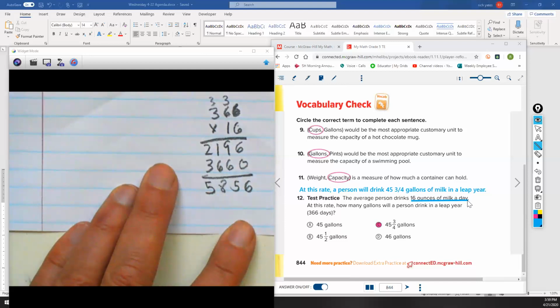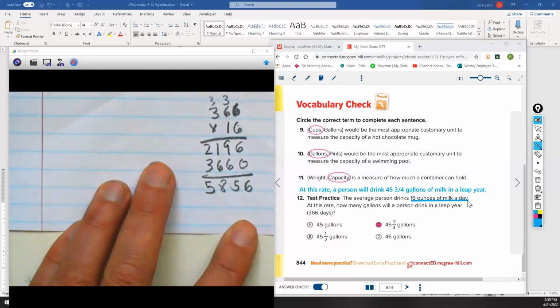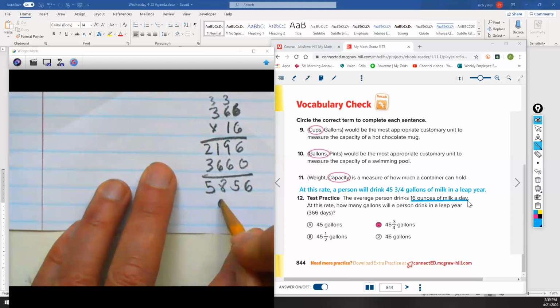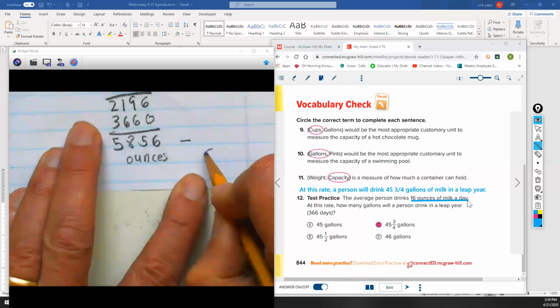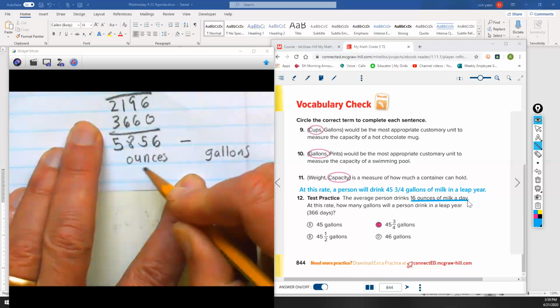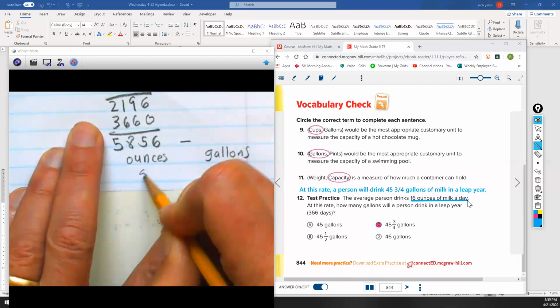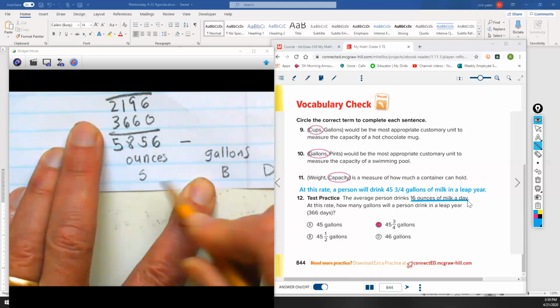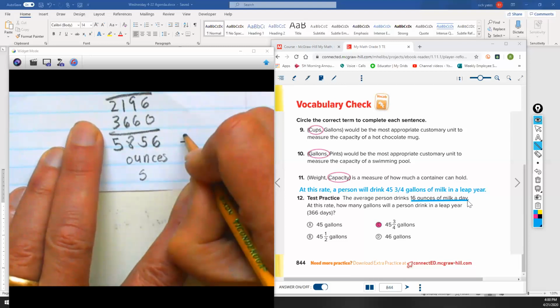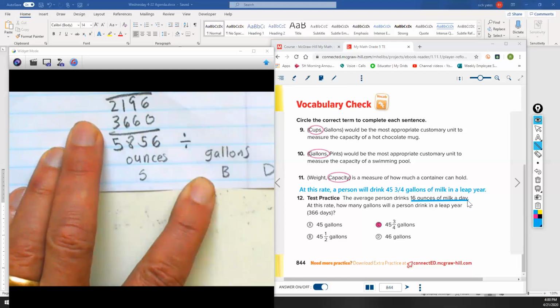Now I can show that same amount, 5,856 ounces, also in gallons. These are ounces, and I want to convert it into gallons. Ounces are smaller than gallons, so I'm going from smaller to bigger. Shakes, buys, donuts. Smaller to bigger, I'm going to divide. So I'll be dividing that 5,856 by the number of ounces that are in 1 gallon.